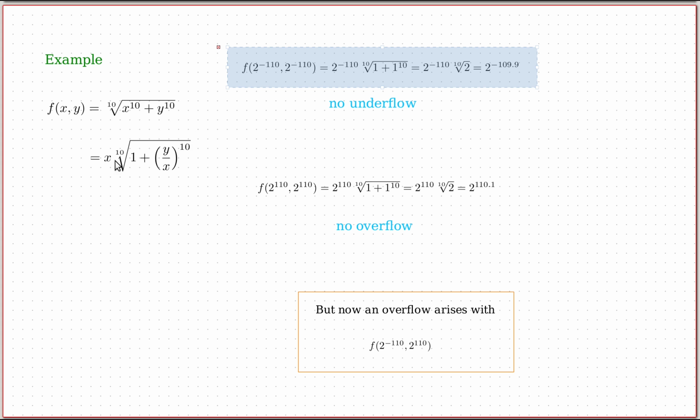Now, by reformulating the function this way, we eliminated those two problems, but we actually introduced another potential problem. If you now try to plug in a very small value of x and a very large value of y, you will get an overflow. If x is very small and y is very large, then y divided by x will be a very large number. In particular, if you plug in 2 to the negative 110 for x and 2 to the positive 110 for y, then y over x is going to be 2 to the 220, and then you raise that to the 10th power. This is going to be too big, and it'll cause an overflow. So MATLAB will be reduced to giving you the answer of infinity for this.